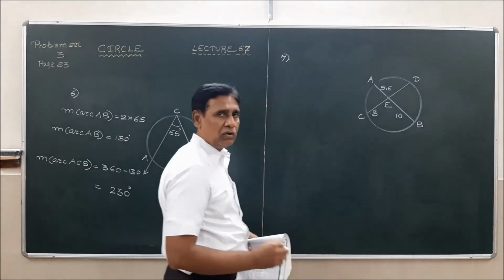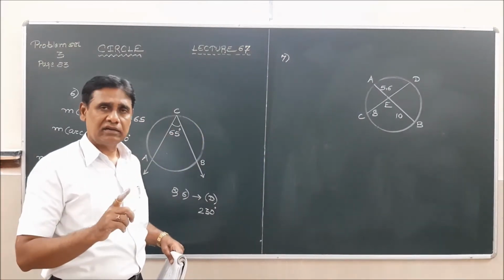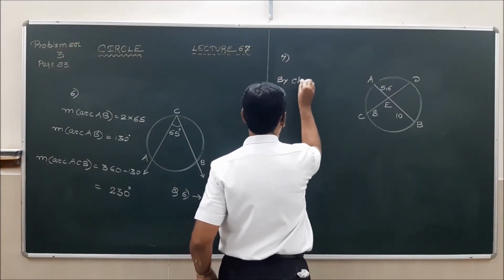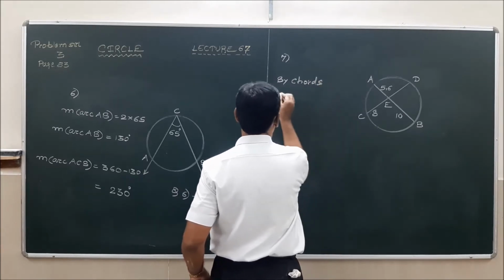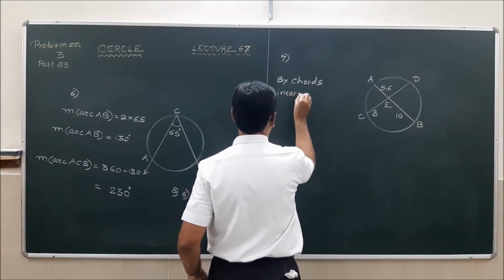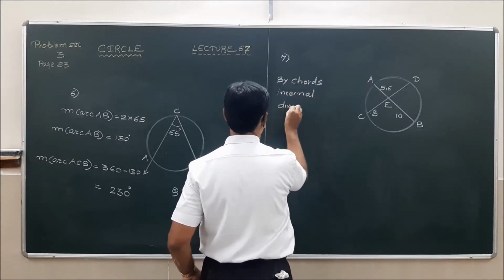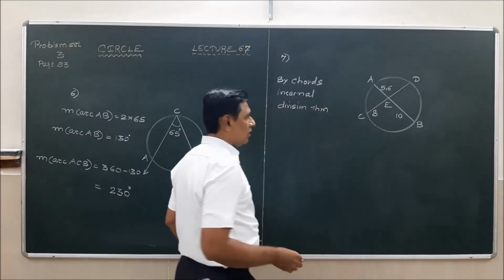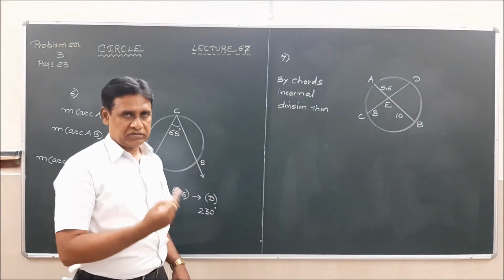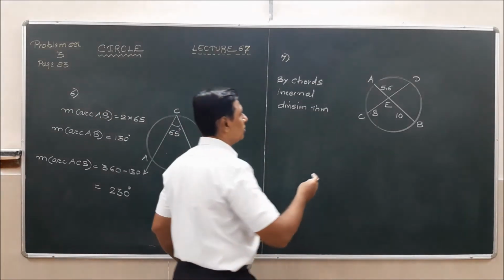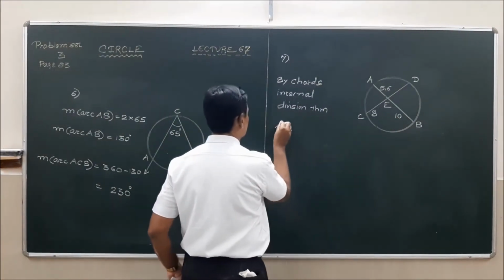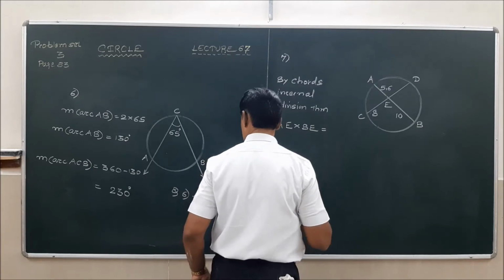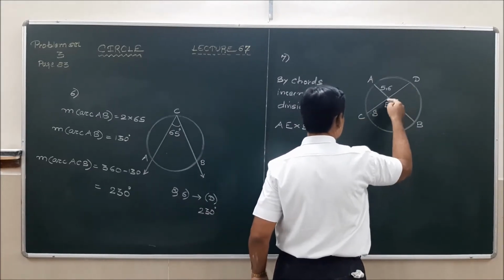Find out DE. You all know the chord internal division theorem. So by the chords internal division theorem, the product of the parts of one chord from the point of intersection, so AE into BE, is equal to the product of the parts of the other, that is DE into CE.